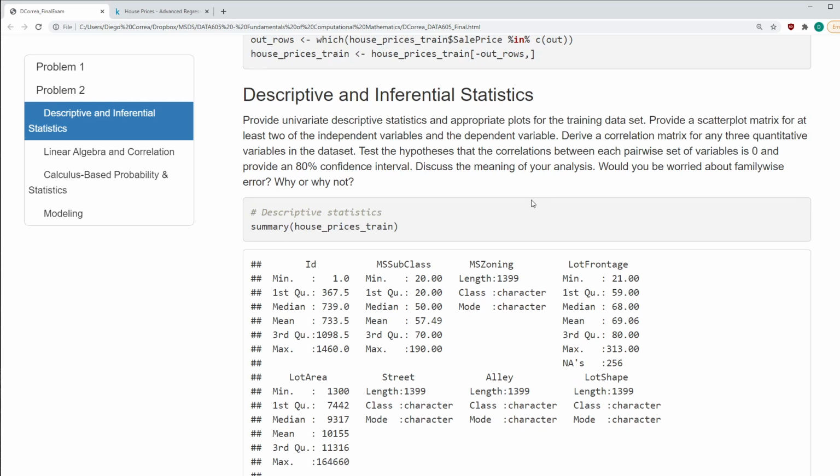Descriptive and inferential statistics. Provide univariate descriptive statistics and appropriate plots for the training data set. Provide a scatter plot matrix for at least two of the independent variables and the dependent variable. Derive a correlation matrix for any three quantitative variables in the data set. Test the hypothesis that the correlation between each pairwise set of variables is 0, and provide an 80% confidence interval. Discuss the meaning of your analysis. Would you be worried about family-wise error? Why or why not?